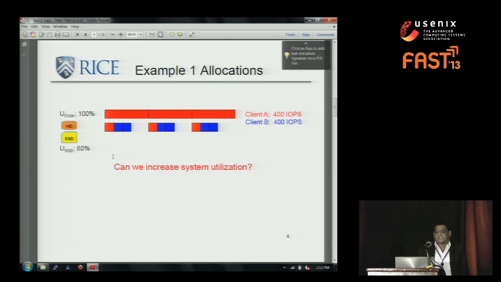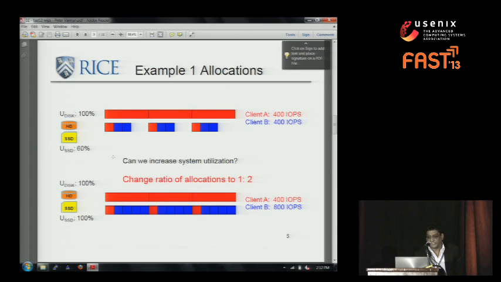But if you look at the utilizations, the disk is 100% utilized, but the SSD is only 60% utilized, mainly because one of the IOs of the red client is much more expensive than the two IOs of the blue client. So the natural question is, can we increase the system utilization? What's the issue over there?